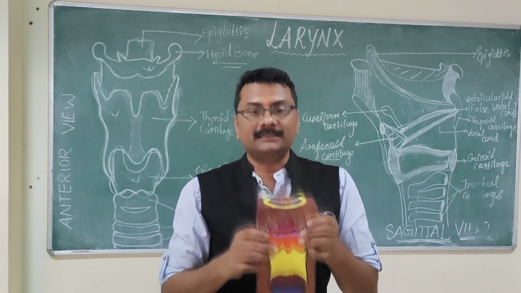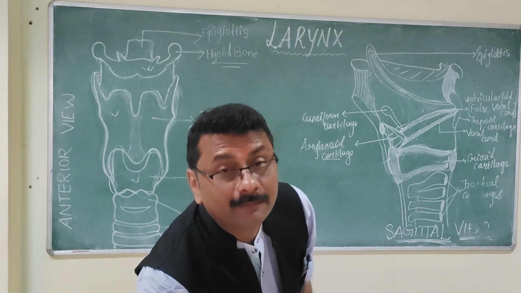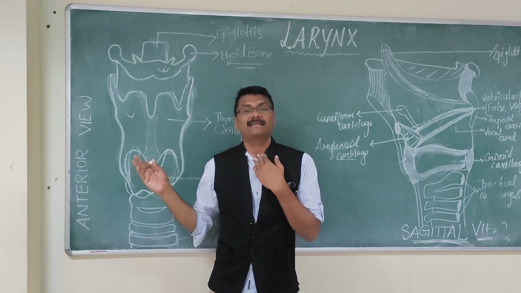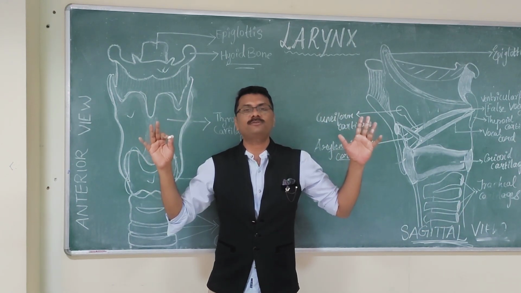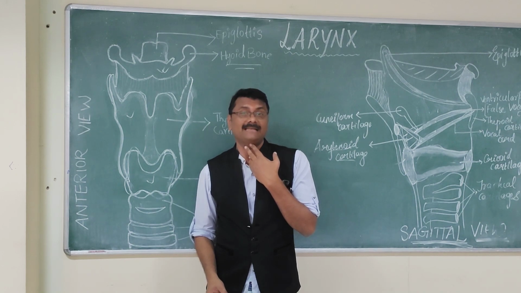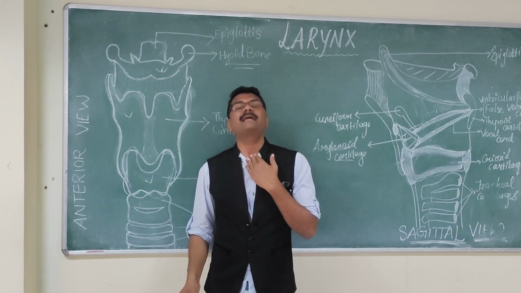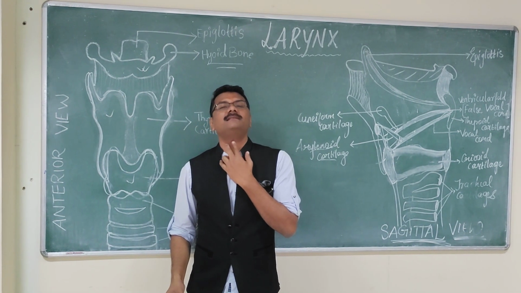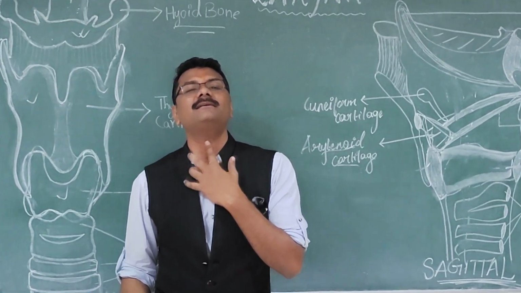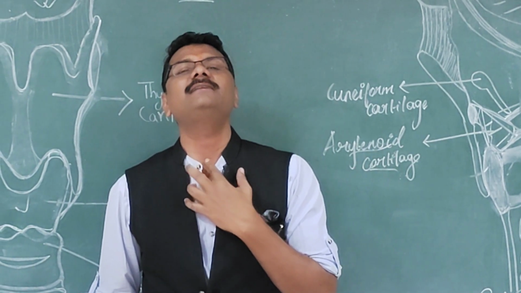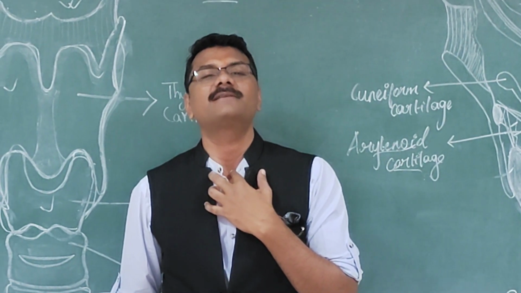To understand it better, I have drawn it on the board, and this is how it looks. In this class we are going to study the different structures which we can feel on the larynx. If you feel the larynx like this, you can feel one elevation here, then a gap, a second elevation here, then a third one, and then a continuous tube-like structure.